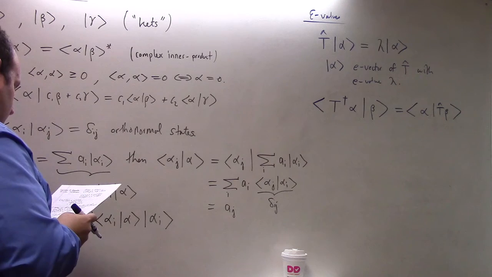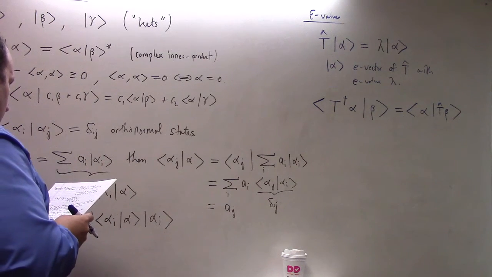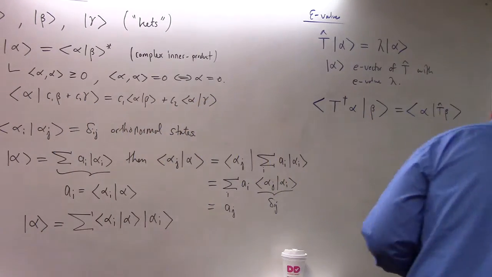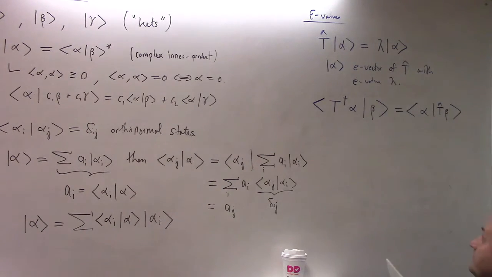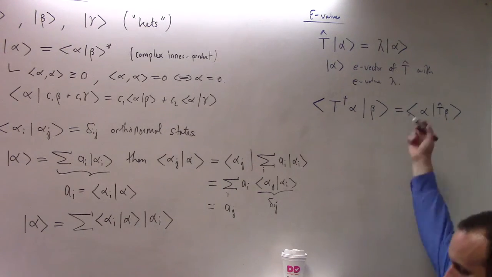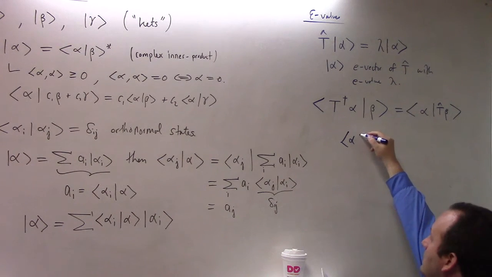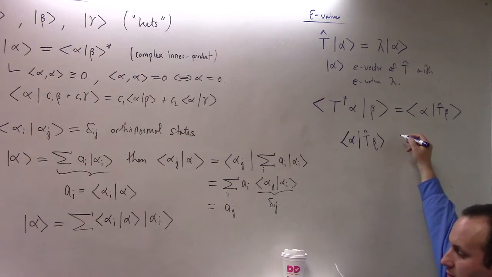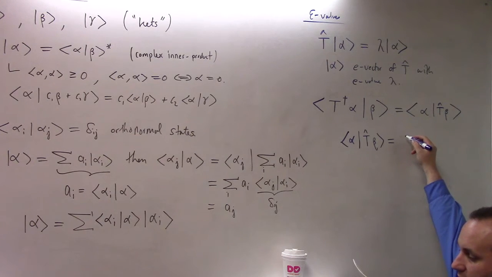Let's see here if I can explain that further. See if I can unwrap that. So here's what I have. I've got alpha T hat beta, all right, is equal to, what's it equal to?